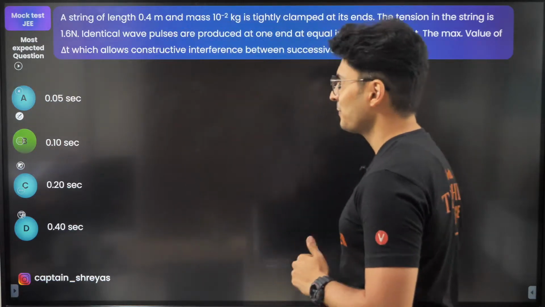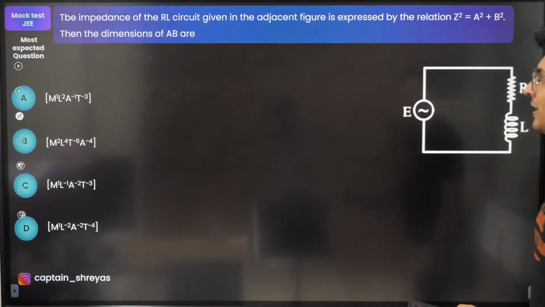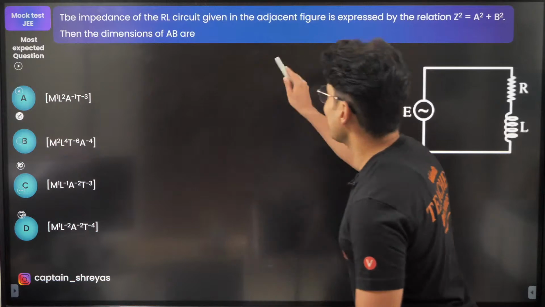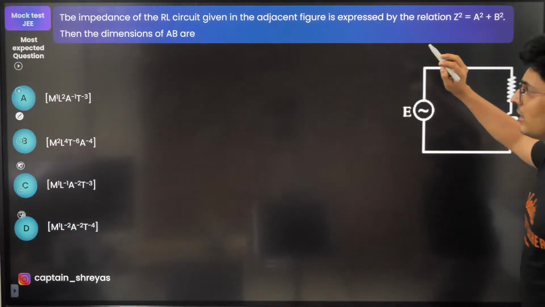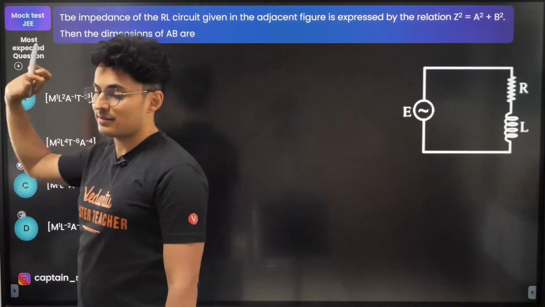Okay, awesome. Moving on to the next one. The impedance of an RL circuit is given as a square plus b square is z square. Dimensions of A into B is?